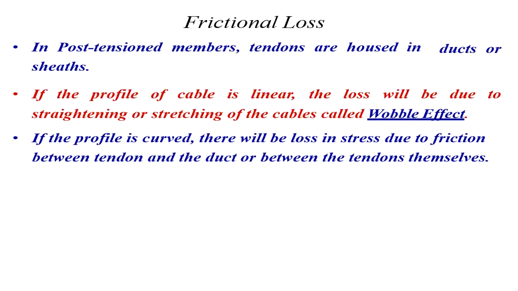Next is frictional loss. In case of a post-tension member, tendons are housed in a duct or sheath. Inserting tendons in the duct is called housing the tendon. If the profile of the cable is linear, the loss will be due to straightening or stretching of the cable, which is called the wobble effect. If the cable is curved, there will be loss in stress due to friction between the tendon and the duct, or between the tendon and tendons themselves.